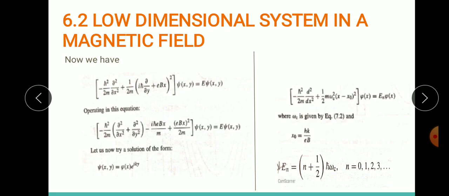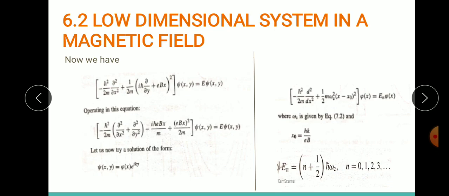Now the second expansion is, what is it? 2ab, right? 2 i h e B x dou by dou y divided by 2m, cancelling the 2 in the numerator and denominator, you get this term. And finally (eBx) whole square divided by 2m. The rest I am just rewriting.